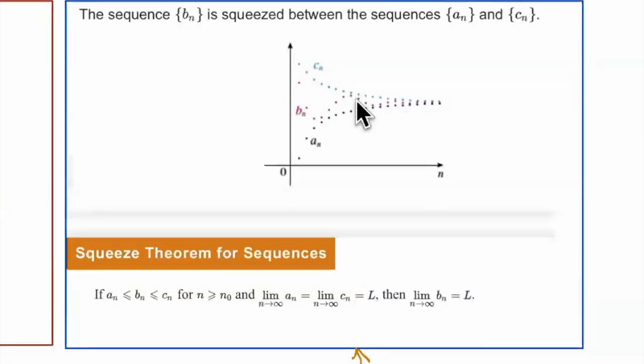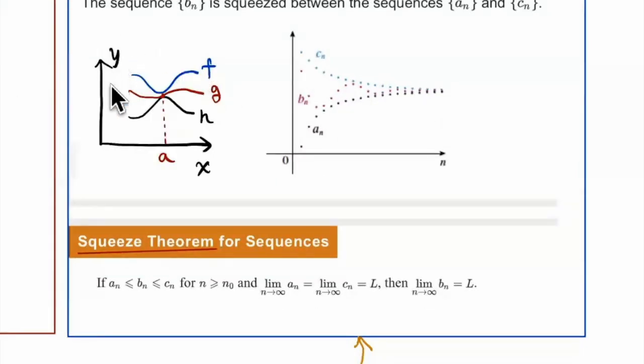Next one here, we're going to talk about the squeeze theorem. Do you guys remember the squeeze theorem from Math 110A? Yeah, you do? Okay, great. In Math 110A, let me draw the picture to remind you. We talked about the squeeze theorem for functions. At that time, we have functions f and h. These two functions squeeze the function g near a. So near a, g is going to be in between the blue one and the black one.